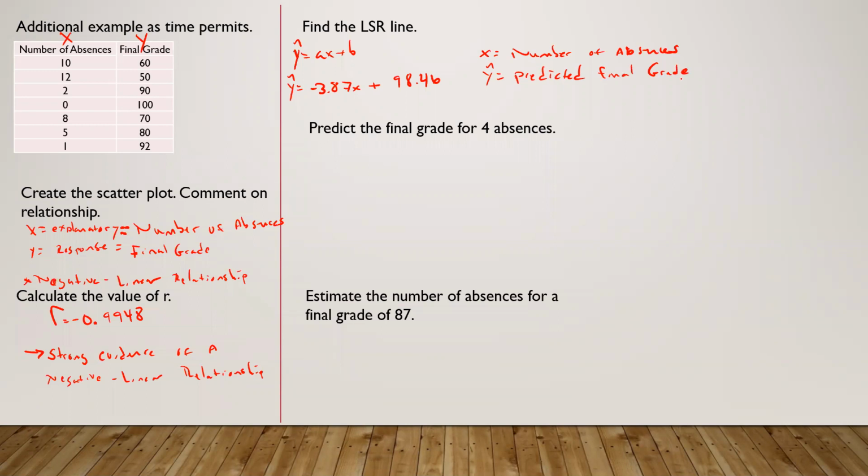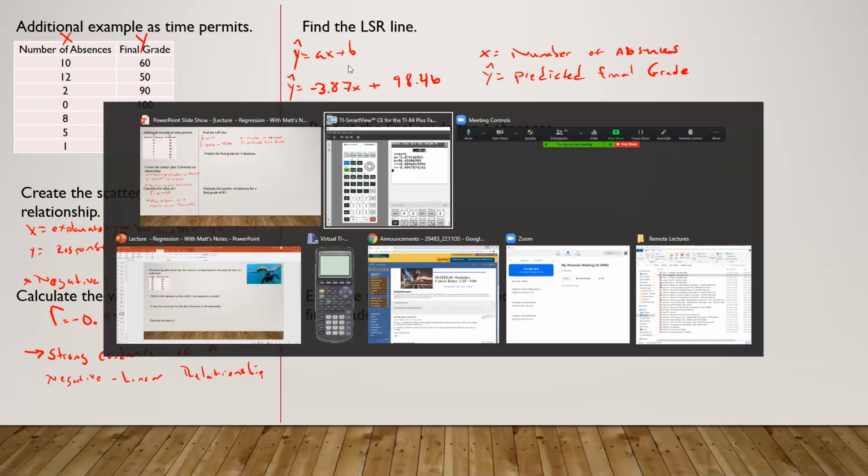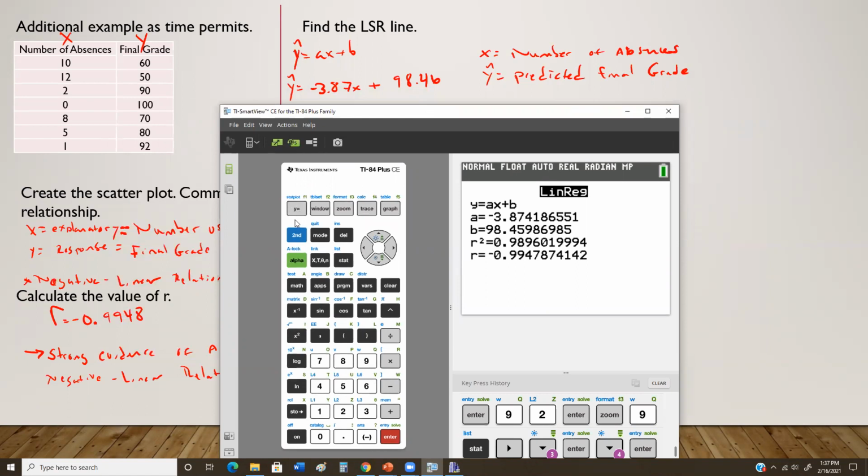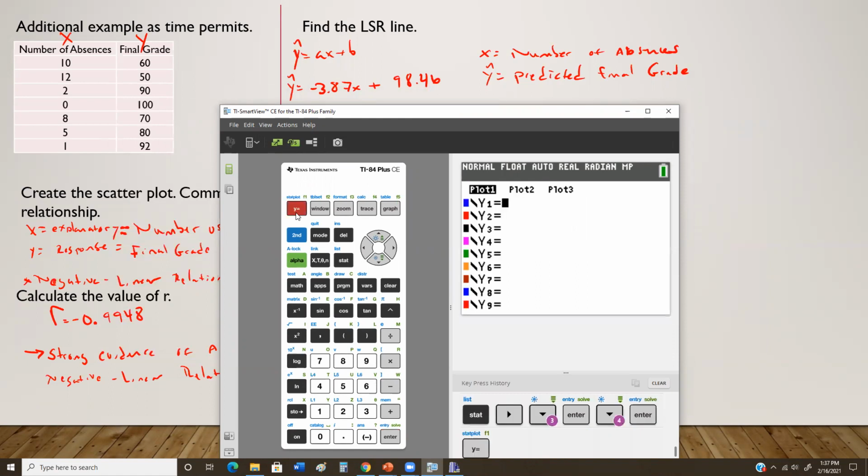All right, I didn't do this in the last example, so I just want to do it in this one just so you can see. What I want to do is plug this equation in and verify that it fits the data well. So go back to your y equals. On your calculator, hit the y equals button. And we're going to input this equation right here. So you're going to go negative 3.87.